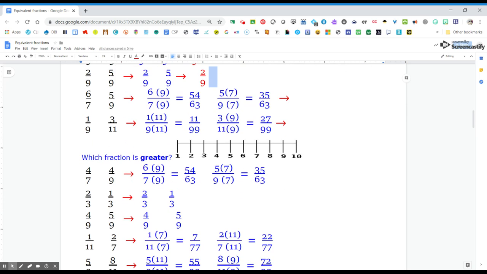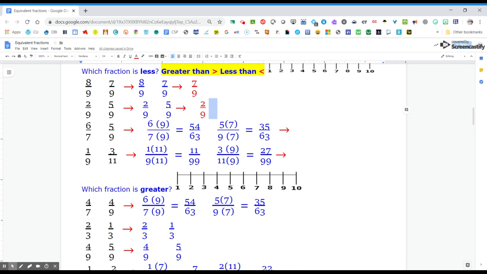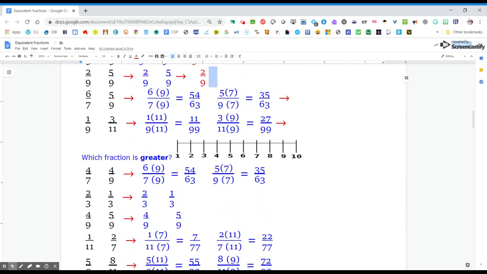Next one, you have 54/63. So for this question, look at their common denominators, 7 and 9. So 7 times 9 is 63, 9 times 7 is 63. For the first fraction, you're going to times 9 on the numerator and denominator. On the 5/9 fraction, you're going to times the factor of 7. So then you get 35/63, 54/63, and you're going to see last, right? So last is the smallest value, so it'll be this one.